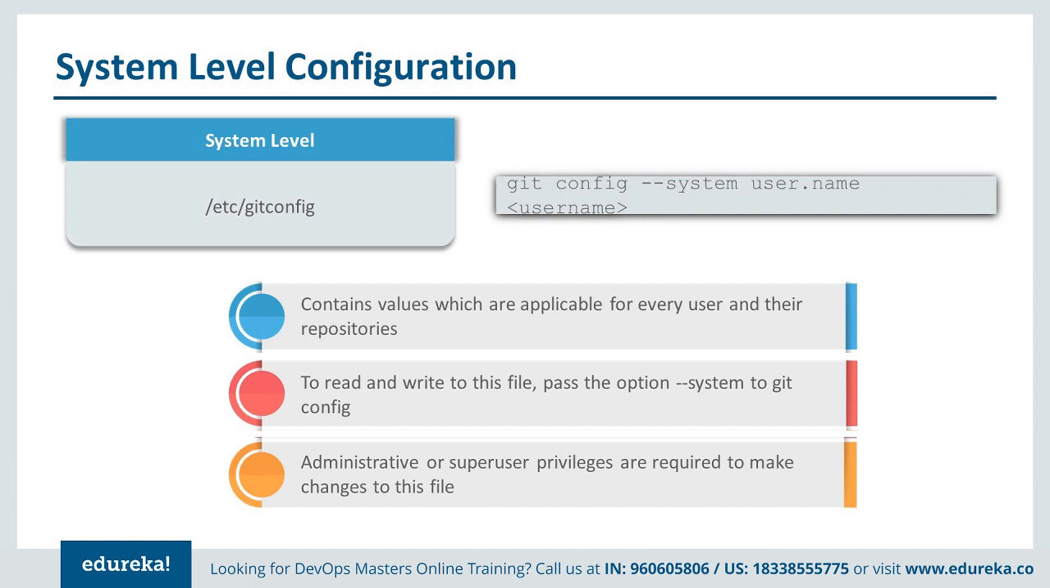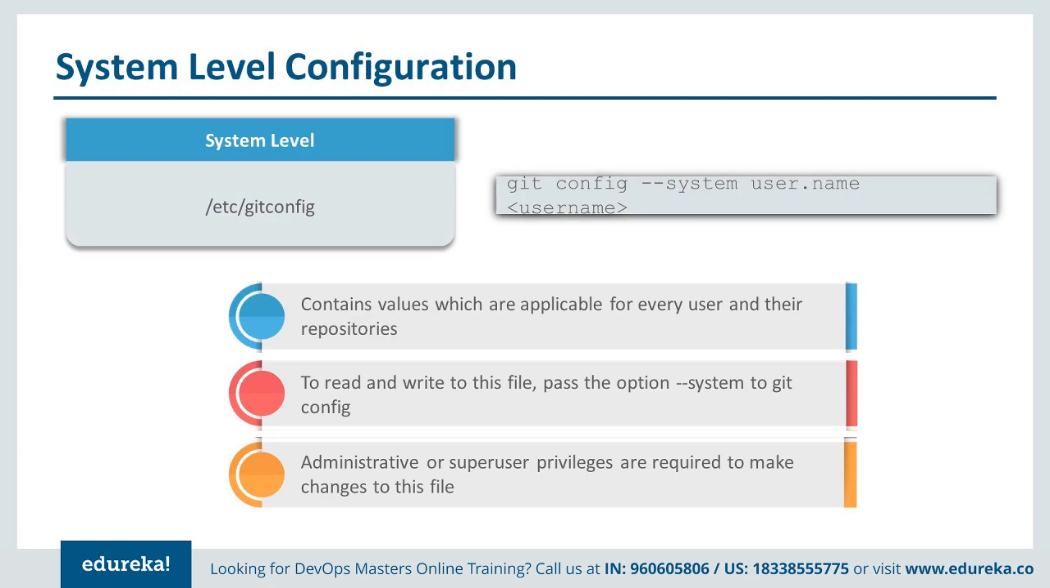Let's look more deeply at the system level configuration. System level configuration is applied across an entire machine. This covers all users on an operating system and all their repositories. Administrative or super user privileges may be required to change this file, since we're talking about system level configuration. Now the command for this is git config --system, and then we can specify the user.name.